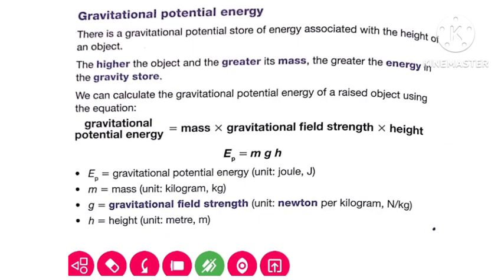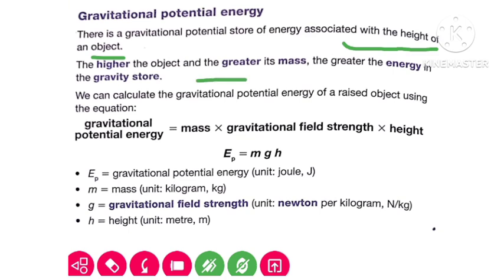Now we will see the gravitational potential energy. So in this part, the gravitational potential energy is related with the height of the object. In kinetic energy it was the moving object; in the gravitational potential energy, it is associated with the height of the object.